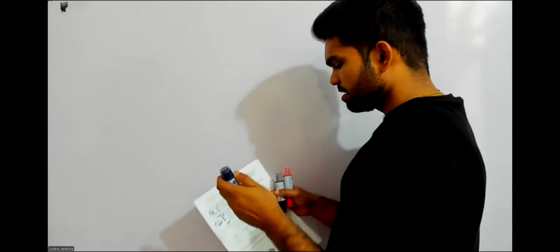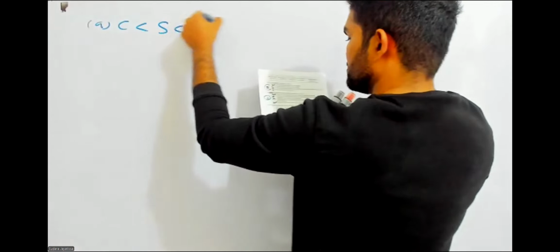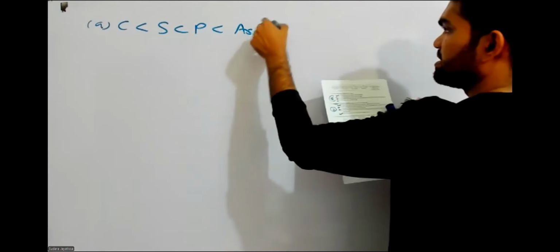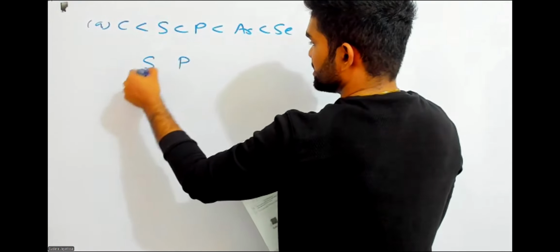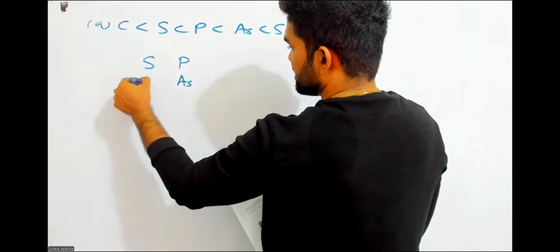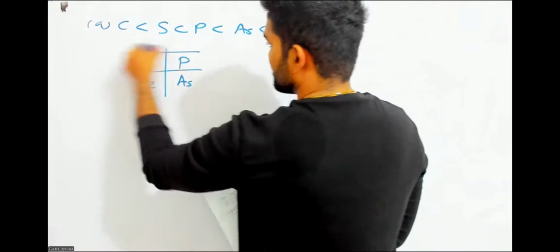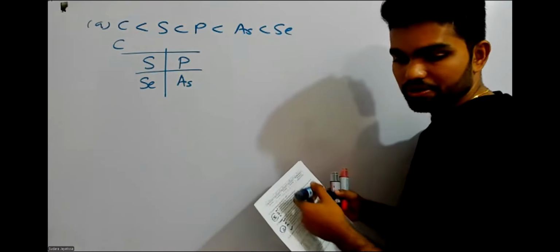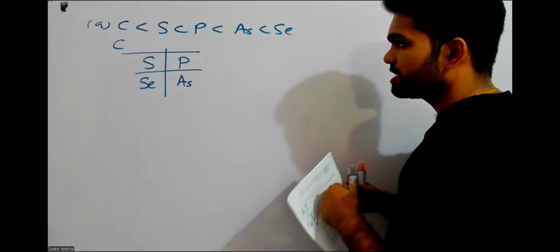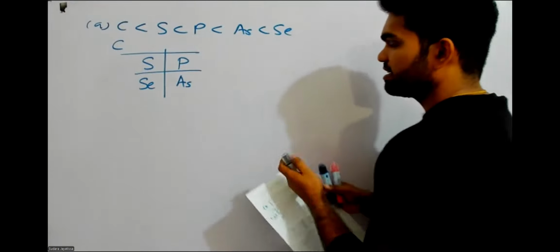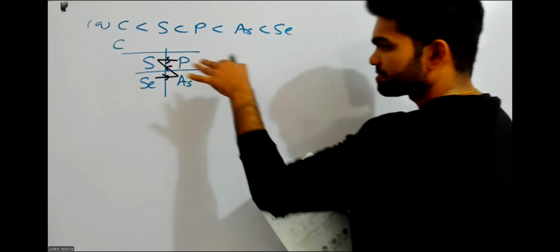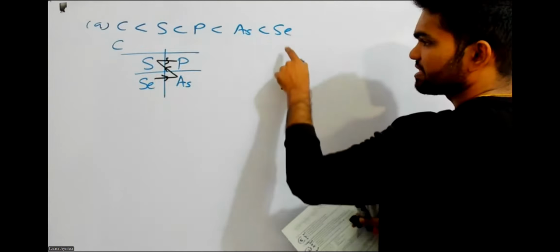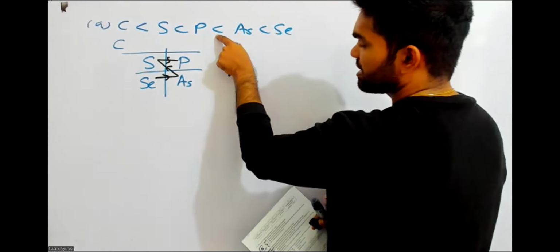So the first one, atomic radius: carbon, sulfur, phosphorus, arsenic, and selenium. Sulfur, phosphorus, arsenic, selenium are in the same period, and carbon is in the period above. So carbon is the smallest, that is okay. Then the radius changes in the mirrored Z pattern. Remember this pattern. So selenium is the largest, then arsenic, then sulfur.